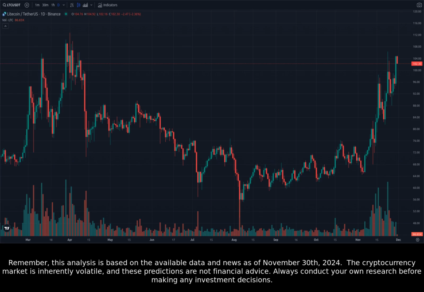The cryptocurrency market is inherently volatile, and these predictions are not financial advice. Always conduct your own research before making any investment decisions.